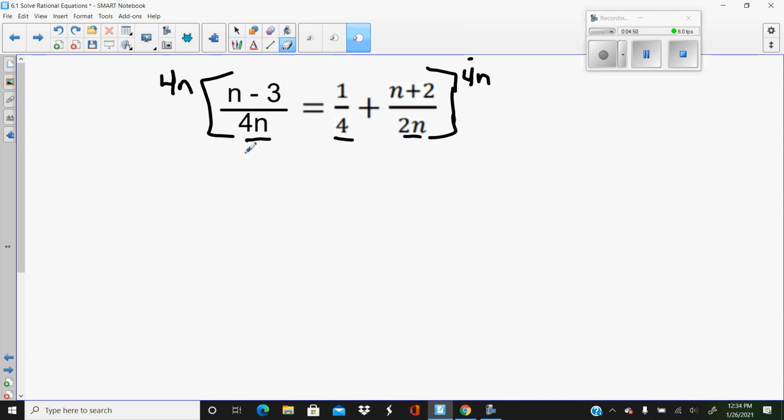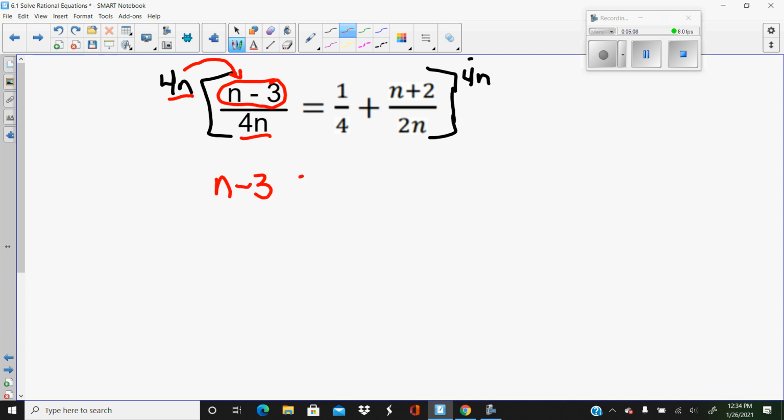All right, so let's start this process of simplifying and distributing. I'm going to try and use different colors. So let's take 4n and distribute it to the first fraction. Notice how this 4n would cancel completely with this 4n. So all that's left is the n minus 3. N minus 3 equals, now let's come to the other side. This 4n has to distribute here, and the 4 here cancels with this 4. So all we're left with is n times 1, or n.